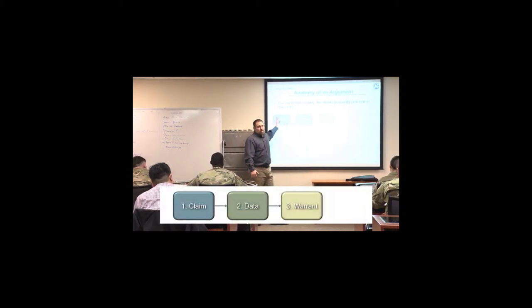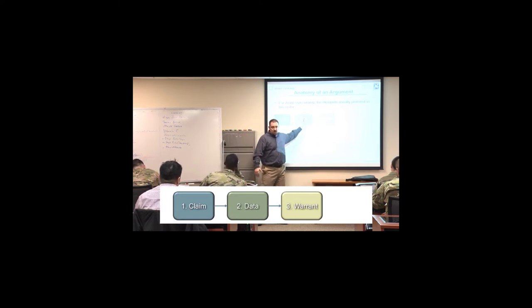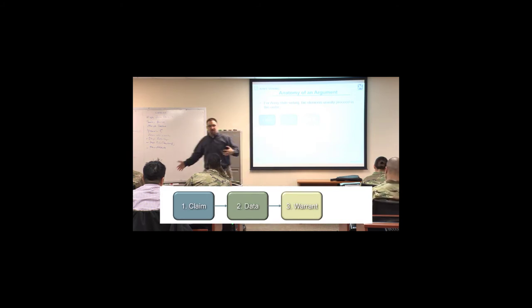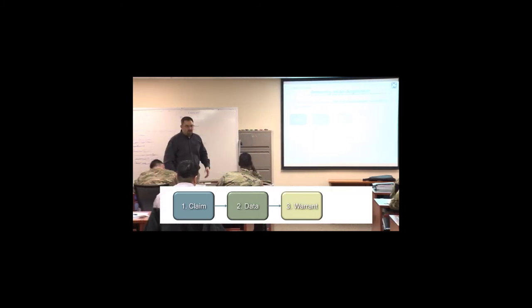The claim might be, this person will be a good use of intel in a particular arena. Data, here's his motivation, his level of access, the psychological profile behind him that makes him willing to work with the U.S. And then the warrant, well, because this guy has an unprecedented level of access, we know that he'll be valuable for that reaching intel objective, and so on.